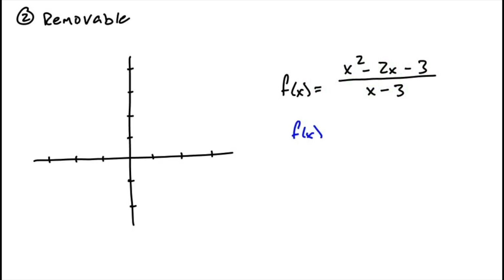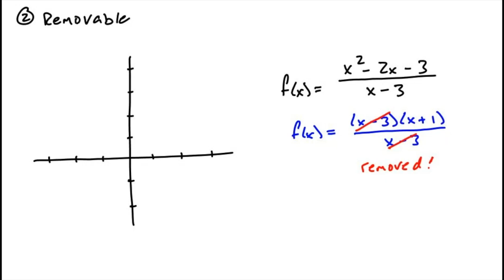For this function, if we factor the numerator, we see that it's going to be x minus 3 times x plus 1, all divided by x minus 3. And since there's an x minus 3 in the numerator and denominator, I can hack these out of here, essentially removing those factors from our function. Now, since x equals 3 was a value that I'm not allowed to plug into our function because that would make our denominator 0, we have removed that bad point or removed that discontinuity at x equals 3, leaving us with just the function x plus 1. And we know what that looks like.